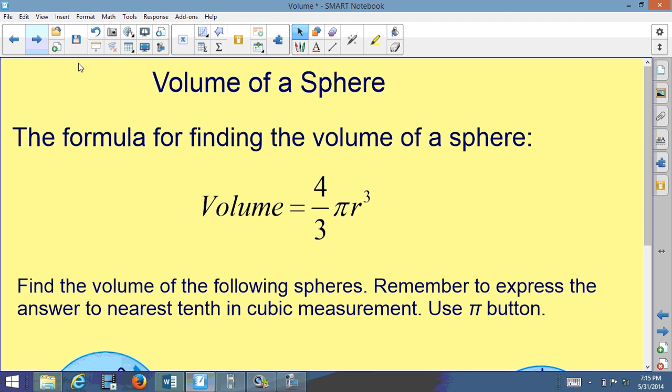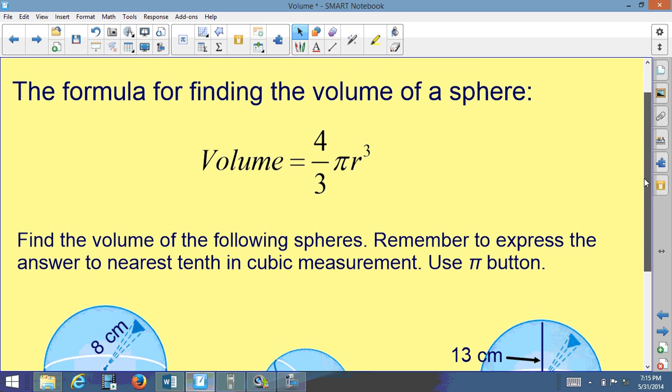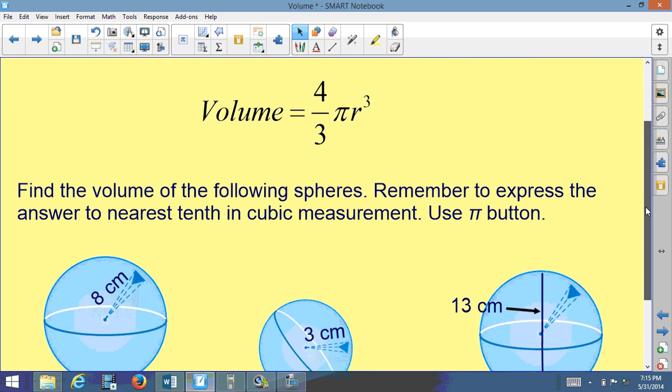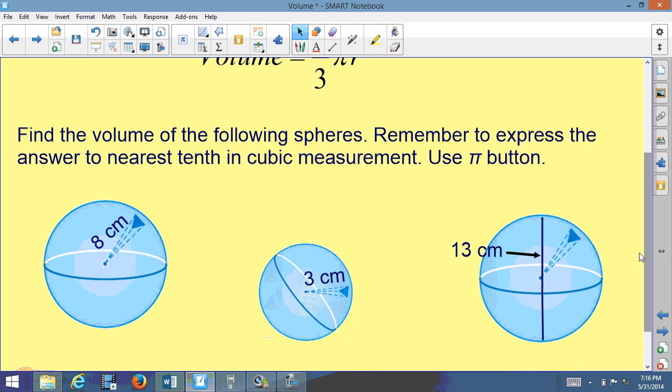And our last volume formula we're going to do is the volume of a sphere. So find the volume of the sphere. A sphere is a ball. The volume formula for that is 4/3 pi r cubed. So we've got to use our pi button again, and this time we're rounding to the nearest tenth. So let's get our calculator up again.